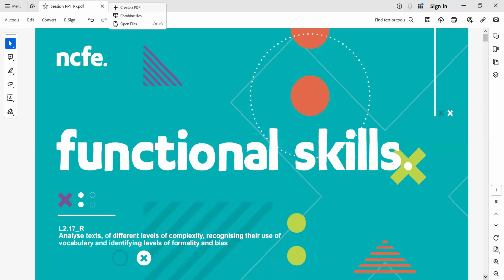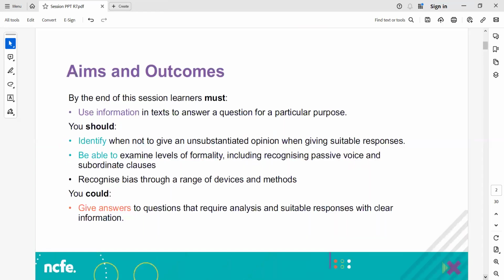Okay, so we are looking at reading this morning and analysing texts of different complexity. Well, let's have a look at our aims and outcomes. By the end of this session, you must use information in text to answer a question for a particular purpose. You should identify when not to give an unsubstantiated opinion when giving suitable responses. And you should be able to examine levels of formality, including recognising passive voice and subordinate clauses.